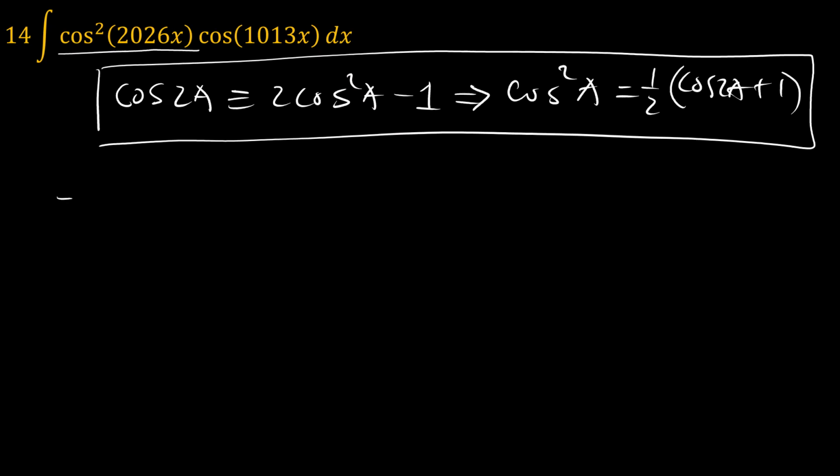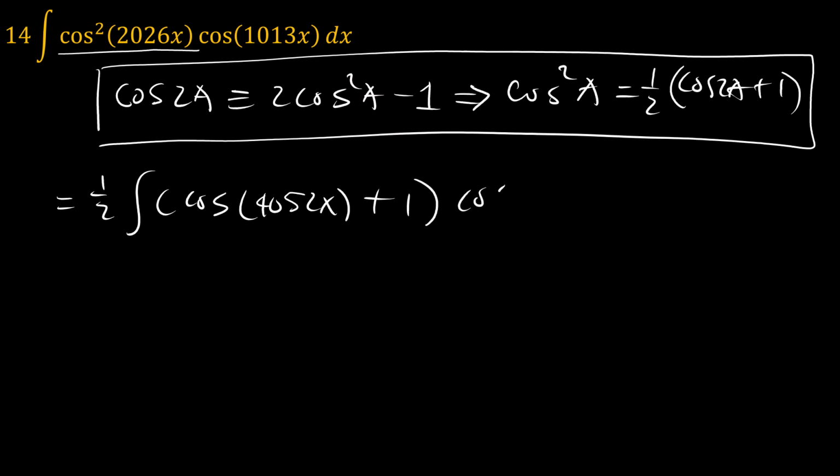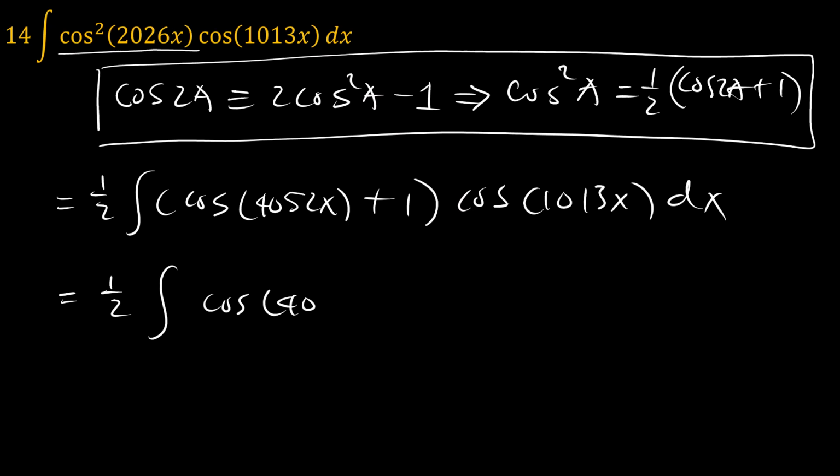So our integral now becomes a half cosine of twice 2026x, which is 4052x, plus 1 times cosine of 1013x. So when you multiply that through, we get the integral of cosine of 4052x cosine of 1013x plus cosine of 1013x.